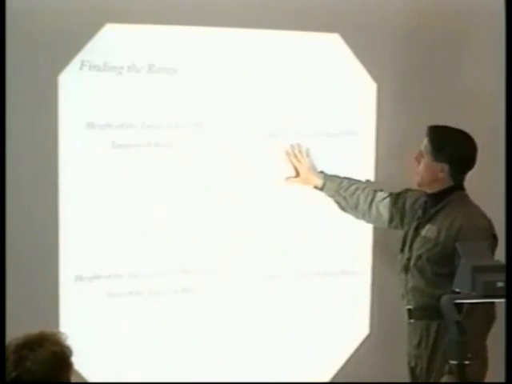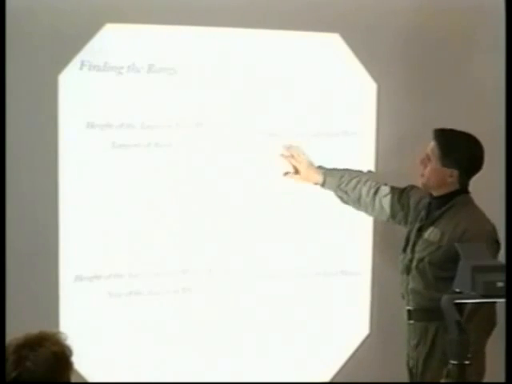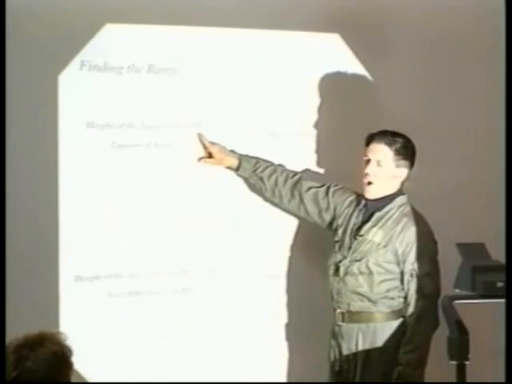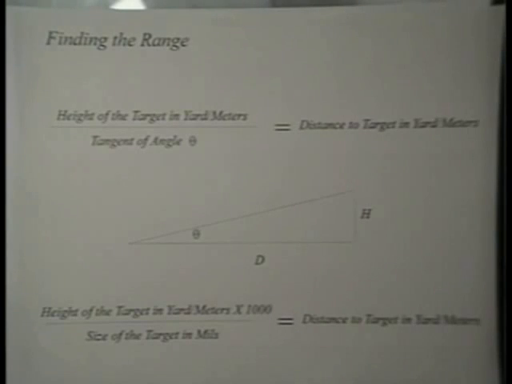Essentially, here are your two formulas. If I was just going to do it in degrees, it's the height of the target in yards or meters divided by the tangent of the angle that I measure right here. So I need some kind of protractor, some kind of device to measure the angle, and that's essentially what I'm doing with a mil dot. It's going to give me distance to the target.